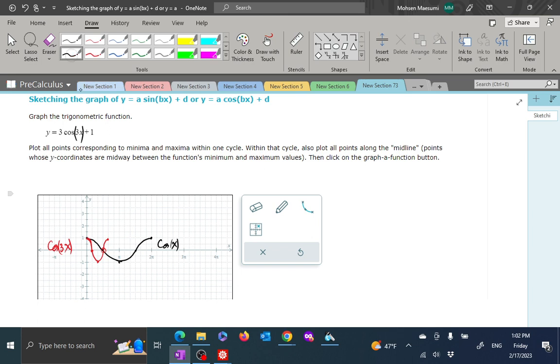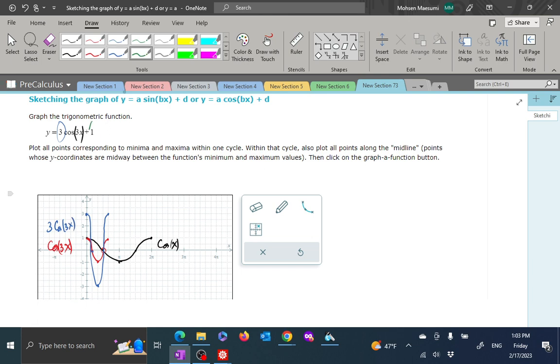Next, this is 3 times as tall. So instead of 1, you're at 3, 0 still 0, this is minus 3, 0, and then 3 again. So by now we have something like this. We have come here, then come down, come back up. So by now I have 3 cosine of 3x.